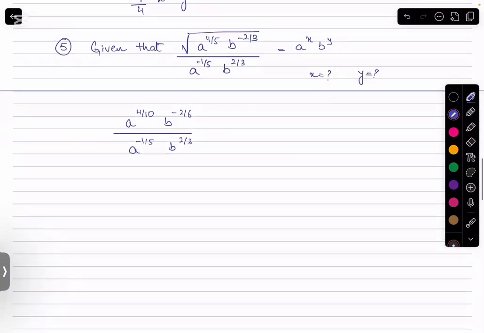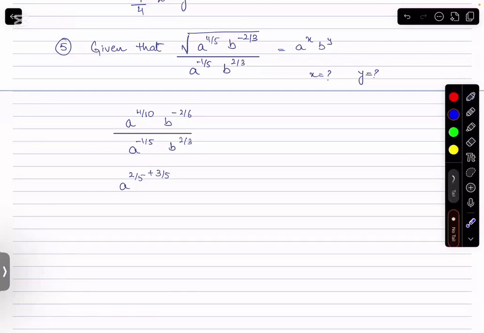Yes. Right. So now what will I do to the base of a? I have 4/10. As you said, it can be written as 2/5. What will I do to -1/5? We'll bring it up by changing the sign, right? Yes. जब भी हम shift करेंगे, we'll have to change the sign. We are shifting a to the power -1/5.